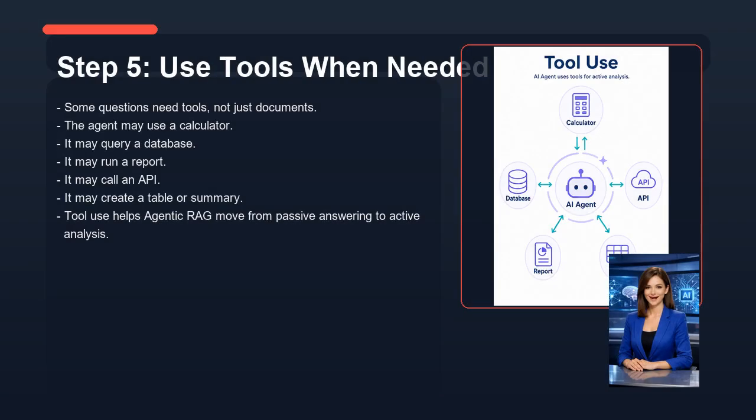Now let's look at step 5, use tools when needed. Some questions need tools, not just documents. The agent may use a calculator. It may query a database. It may run a report. It may call an API. It may create a table or summary. Tool use helps Agentic RAG move from passive answering to active analysis.